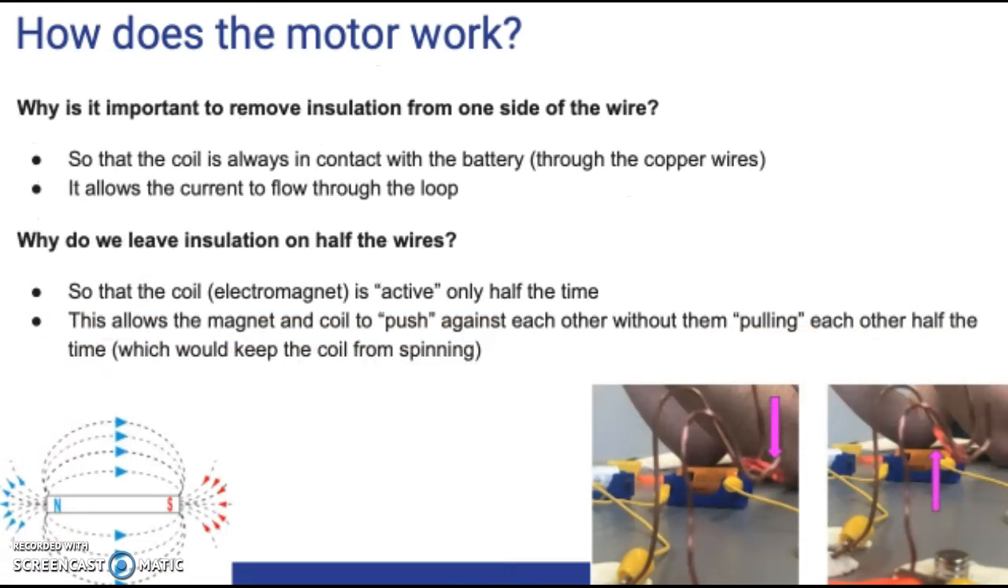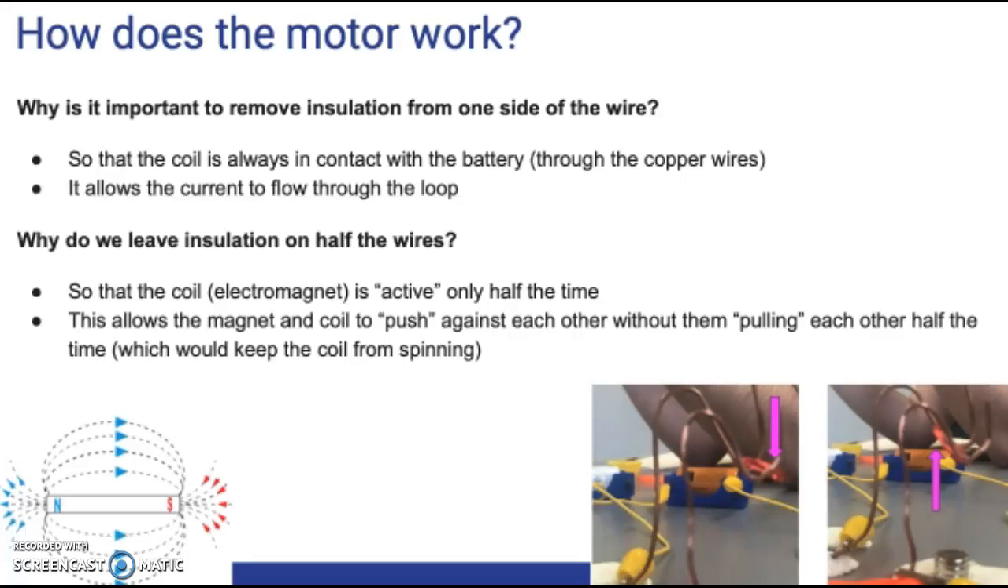How does the motor work? It is important to remove the insulation from one side of the wire so that the coil is always in contact with the battery through the copper wires. It allows the current to flow through the loop. We leave insulation on half the wire so that the coil, which is the electromagnet, is active only half the time. This allows the magnet and coil to push against each other without them pulling each other half of the time, which is what would keep the coil from spinning.